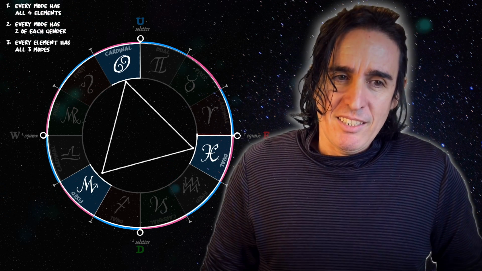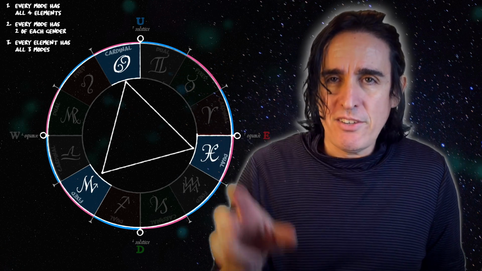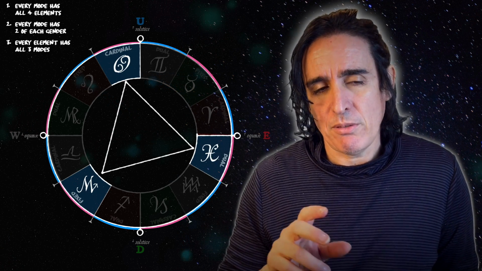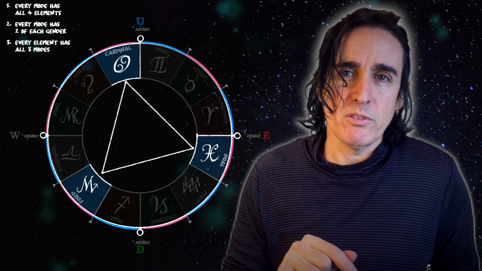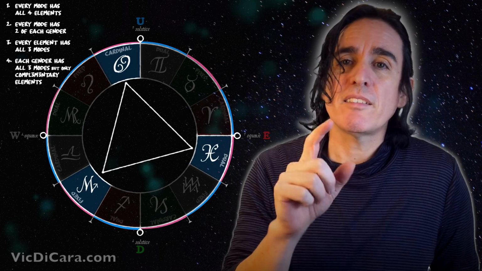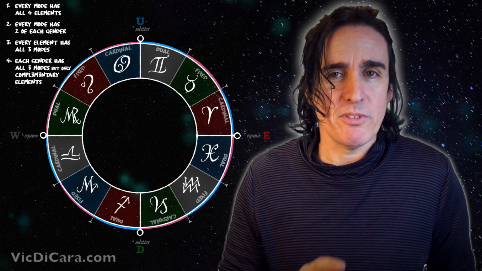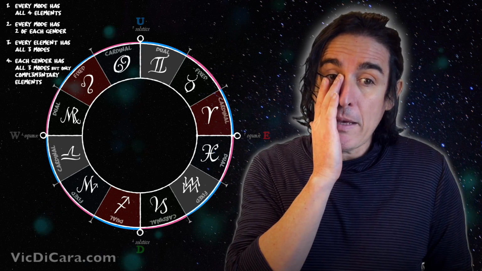Another interesting thing before we move on is that if we look at this from the point of view of the gender and see how that interacts with the modes, each gender has all three of the modes, but only has complementary elements, doesn't have all four of the elements. So take a look. Now you're looking at the male gendered signs.